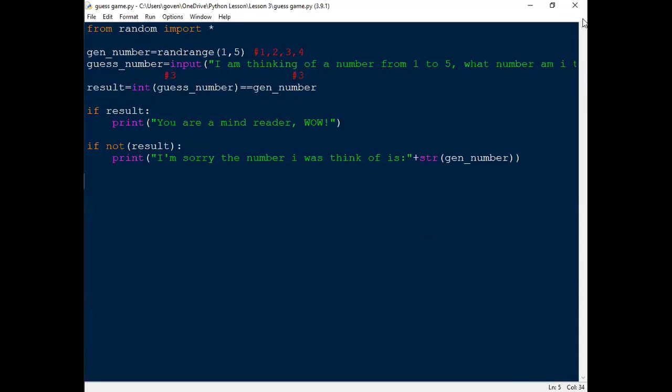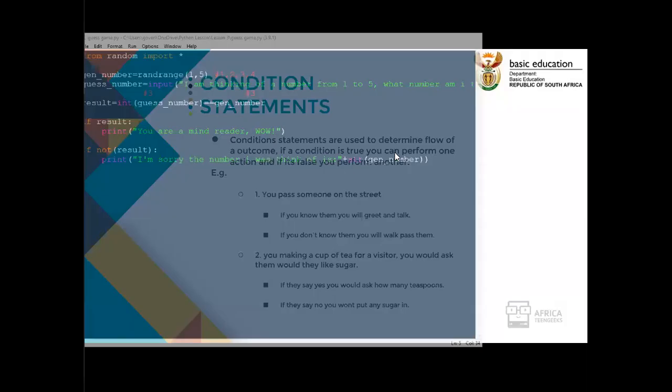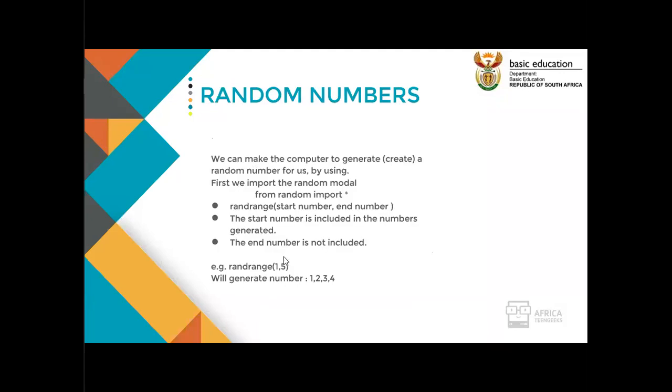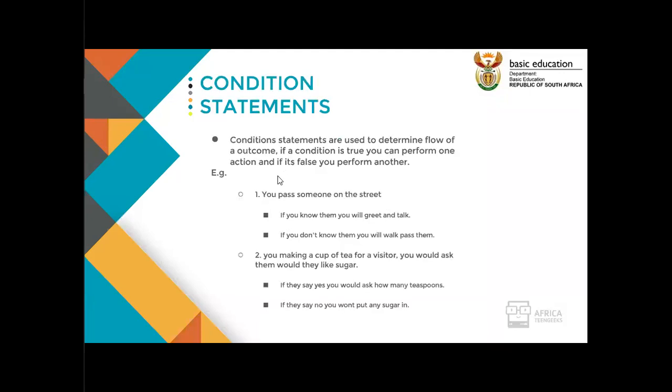Next, if I go back to the condition statements, that's the last part I need to show you. Condition statements are used to determine the flow of an outcome. If a condition is true, you can perform one action, and if it's false, you perform another. This is what I was talking about. If you go to the street and you want to cross the road, you'll only cross if the street is clear or if there are no oncoming cars.